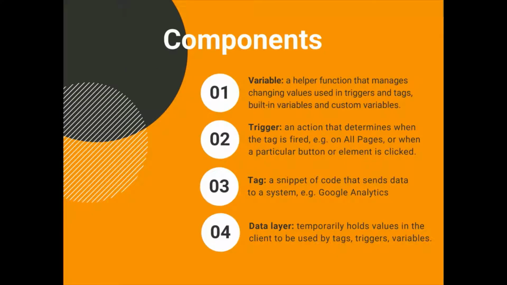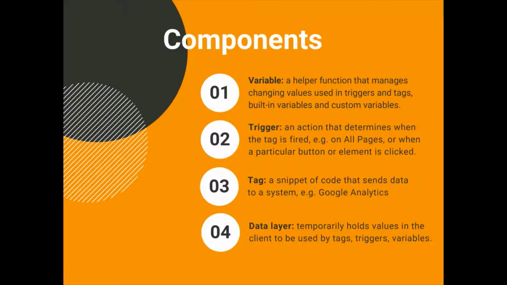So there's 4 main components that make up Google Tag Manager. And I'm actually going to go through them in reverse order because they make more sense to me in this way, because this is the way that you actually create them. So at the top level, we've got a variable. We don't always use variables, they're optional, and they're a helper function that can be used to manage changing values that are used by the triggers or the tags. And I know that's going to sound a bit weird, but I've got some examples further on that will help illustrate what that actually is.